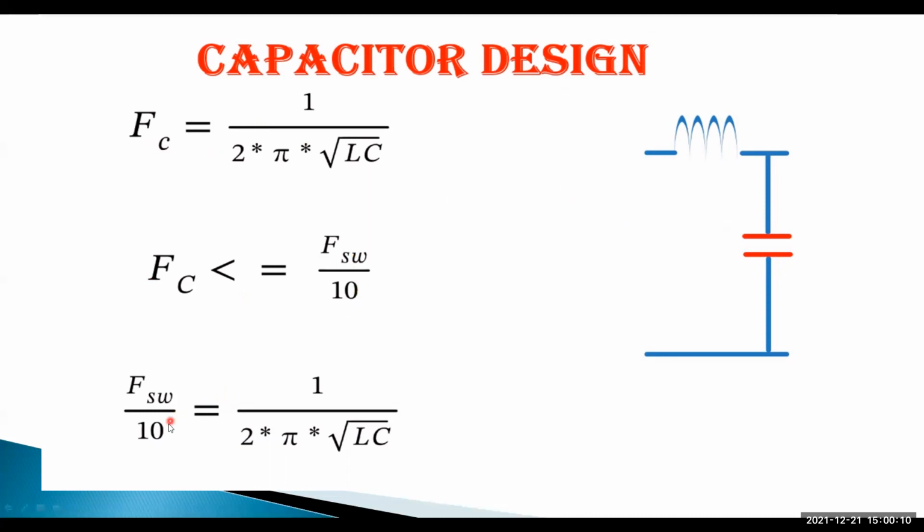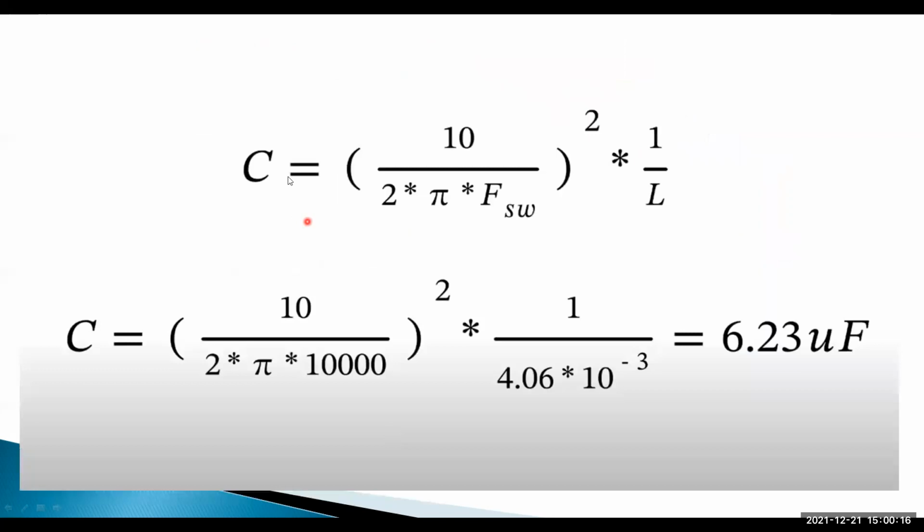So switching frequency by 10 is equal to 1 by 2 pi into root LC. For this, we have to design the capacitor. C is equal to 10 divided by 2 pi switching frequency, whole square, into 1 by L. Substituting the inductor L equal to 4 millihenry and switching frequency of 10 kilohertz, we get capacitance C equal to 6.23 microfarads. Like this, the inductor and capacitor are designed in a filter for the inverter.